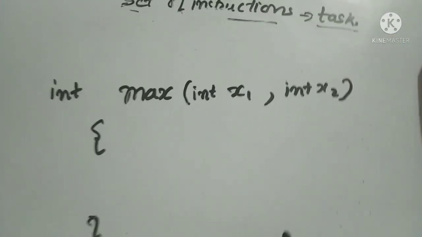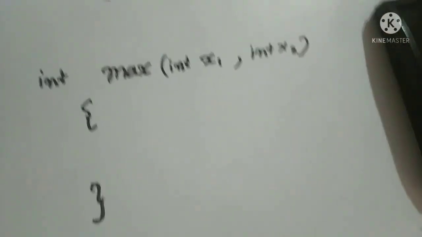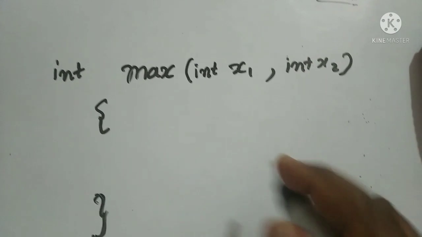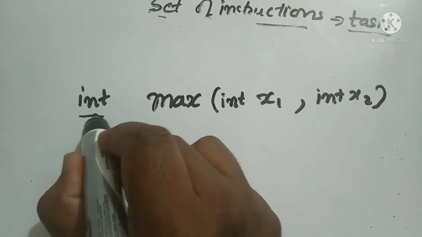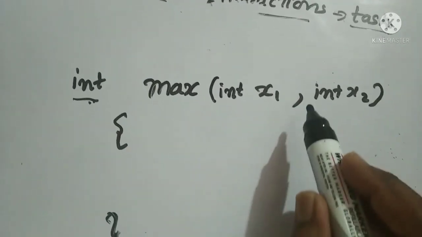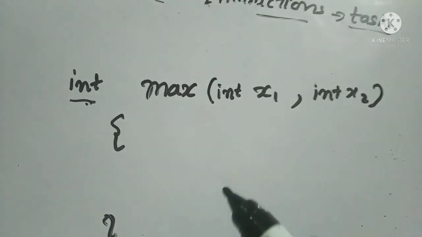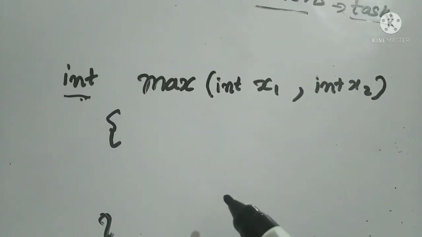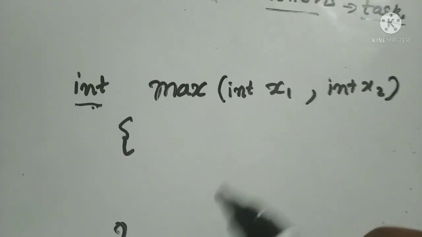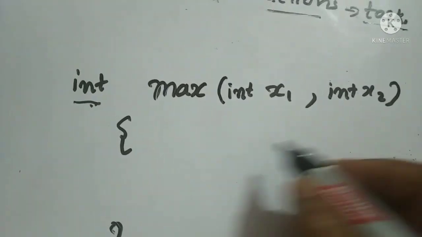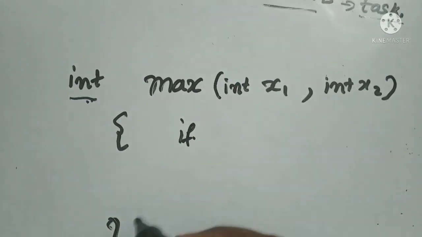We'll take one small example to return the maximum of two numbers. Here, first of all, the return type is integer, so the result I am getting is an integer. The input I am taking is also integers: x1 and x2 are the inputs to this function. Now we check whether x1 is greater or x2 is greater. We are using an if statement.